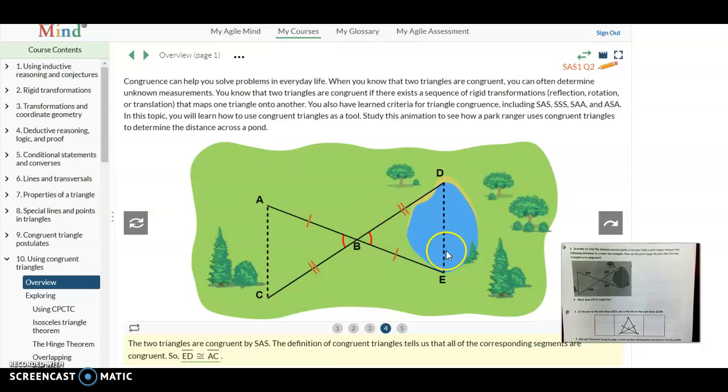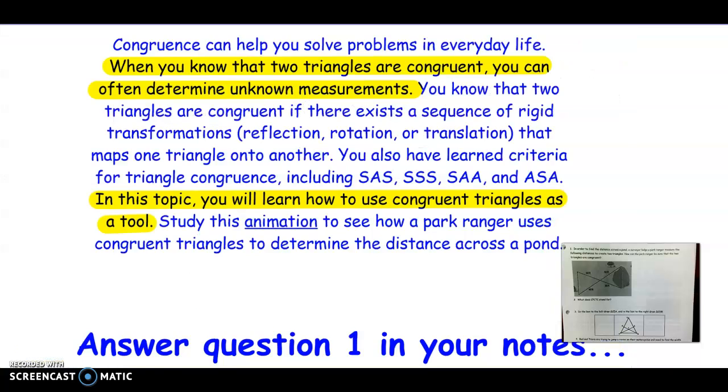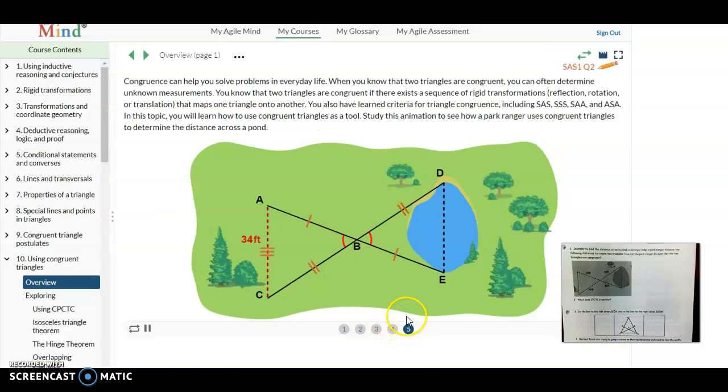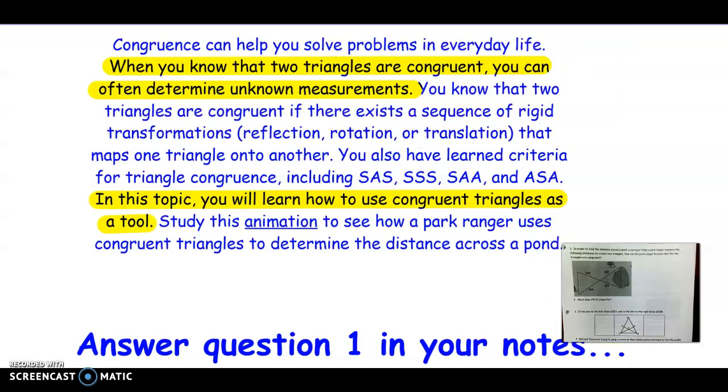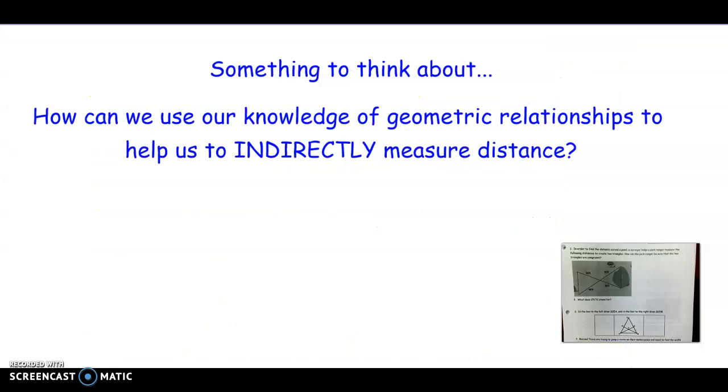So I would know this side I'm trying to find, the distance across the pond, which is segment ED, would have to be congruent to this segment AC. And since AC is on the ground, we can simply measure it directly here to get the indirect measurement across the pond. What did I miss in that animation here? Oh, so she measures AC and finds it to be 34 feet, which means the distance across the pond is also 34 feet. So that helps you answer question 1 in your notes.